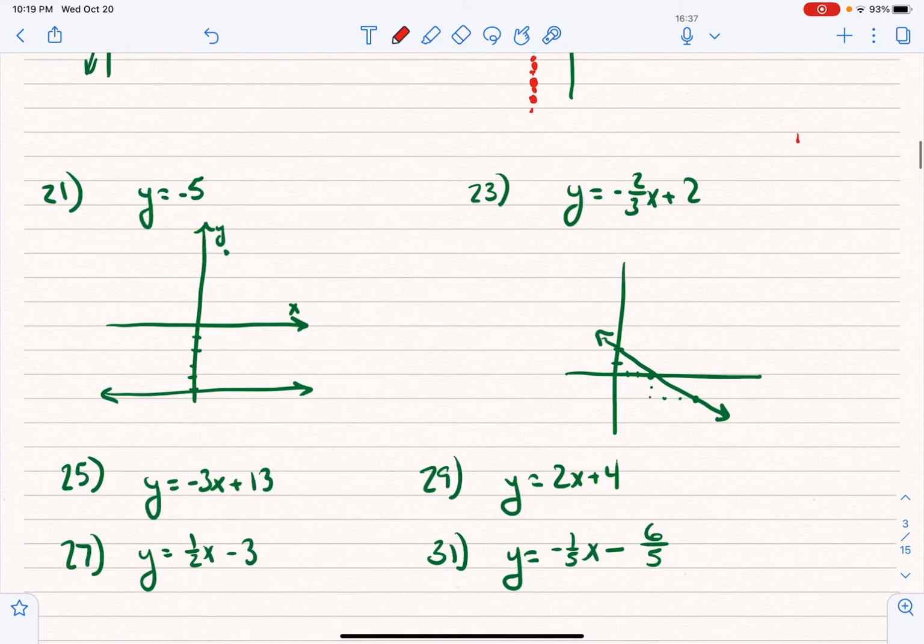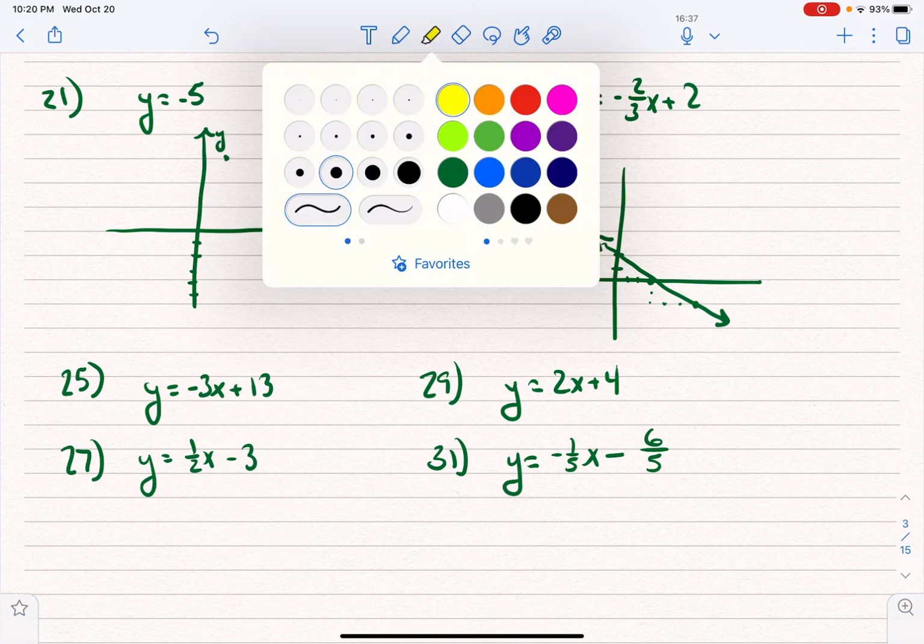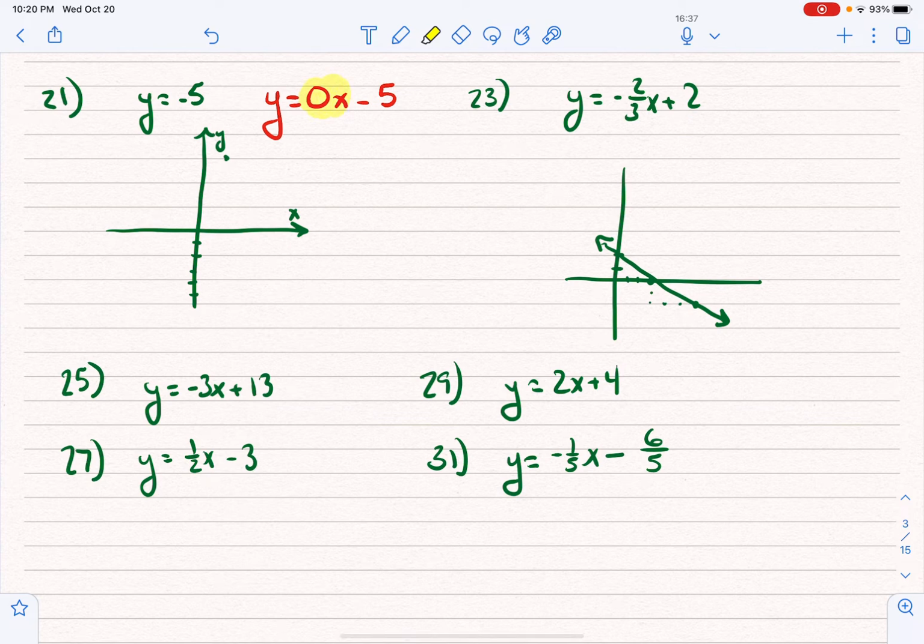Okay, we looked at number 21 and we see another situation. Now all of a sudden we don't have an x. This one isn't radically different if you think about it. If I put this in slope-intercept form, it would really say y equals 0x minus 5. That would be the only way I could make that x disappear, by multiplying it by 0, which means that is literally my slope.